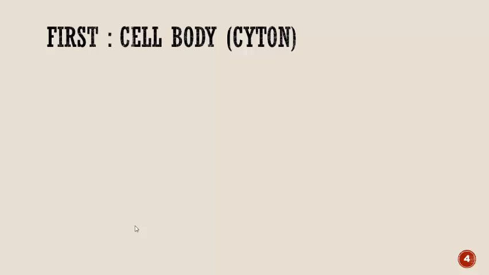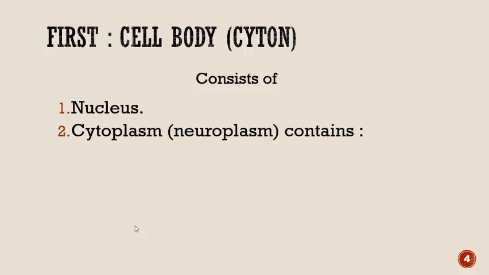First part of the neuron is the cell body. You can also say the cell body or the cyton. Both these two words explain the same thing, cell body or the cyton. The cyton consists of, number one, the nucleus, as in any cell, which exists in all animal and plant cells, and is very important for all biological activities inside the cell. Number two, the cytoplasm, and we can say neuroplasm, related to the nervous system and the neuron.